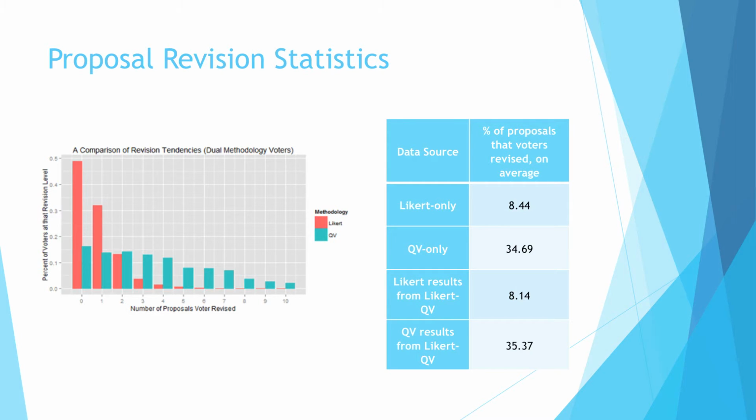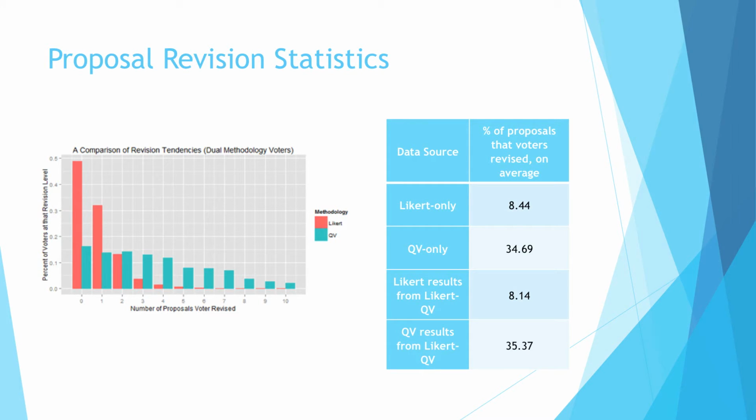But in QV, it's much different, the blue. So here we have people revising 10 proposals is not uncommon. So it's interesting to see how the revisions distribute across the proposals. And you see that people are not just rethinking 1 or 2 things in QV. They're rethinking a lot of things in QV.